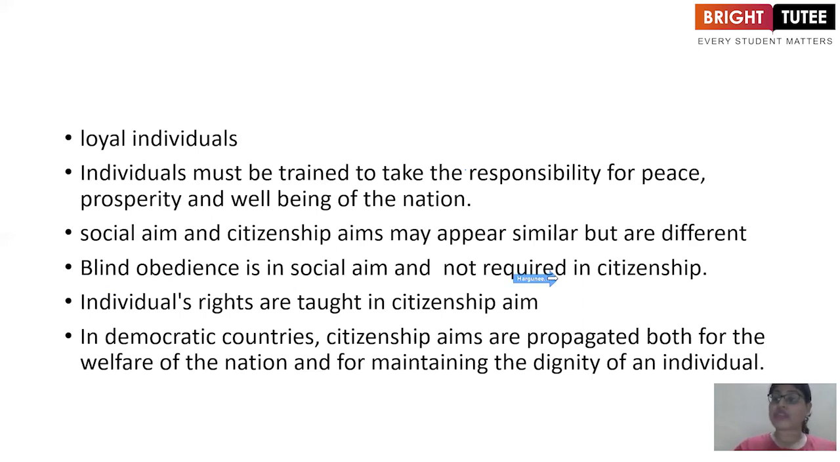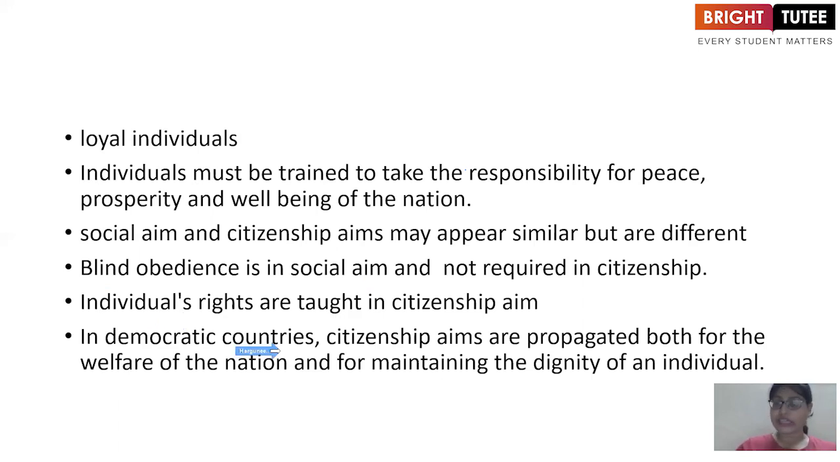But that is not something which is required in citizenship. Individuals' rights are given a lot of emphasis in citizenship aim. Individual rights are taught in detail in citizenship aim. When we talk about social aim, we are only talking about contributing to the society, thinking about the welfare of the society, social interest. That is the foremost thing in our mind, and we are blindly obeying it, blindly acting in that manner. But when we talk about citizenship aim, we're talking about social aim, and at the same time, we are also talking about individual rights. So that is the major difference between these two terms.